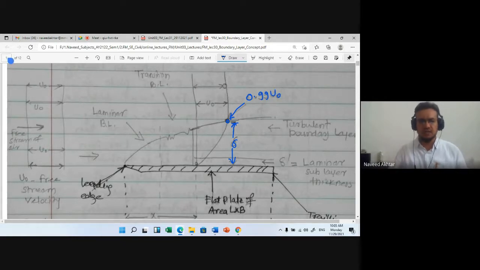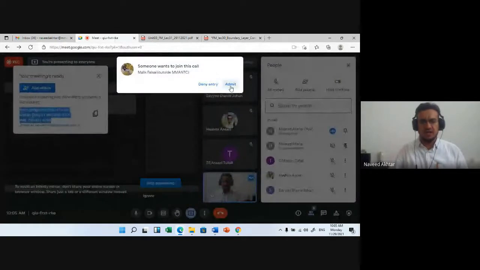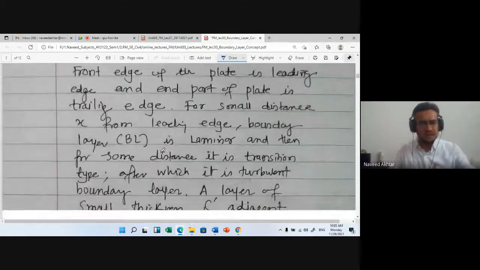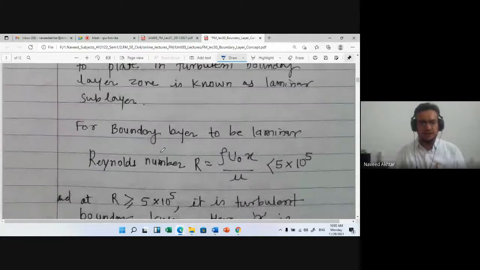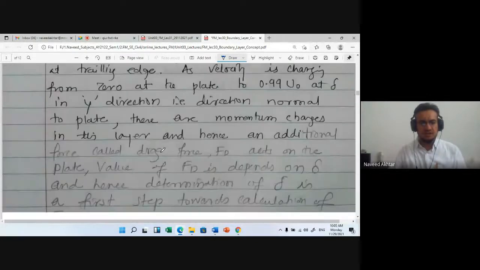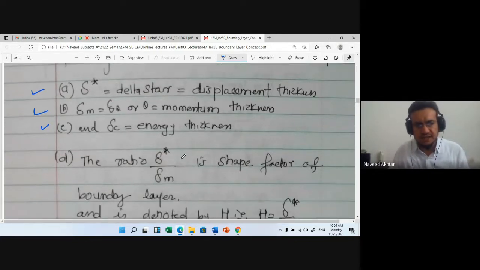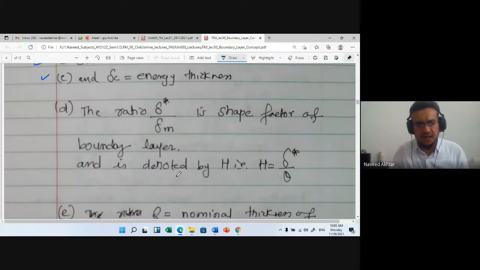This concept of the boundary layer we have seen in the previous class, and also the different thicknesses related to boundary layer theory. Del star or delta star is called the displacement thickness. Delta m, delta theta or delta is called the momentum thickness. Delta E is called the energy thickness. The ratio of del star and delta m is the shape factor, denoted as H. All this we have seen in the previous class.